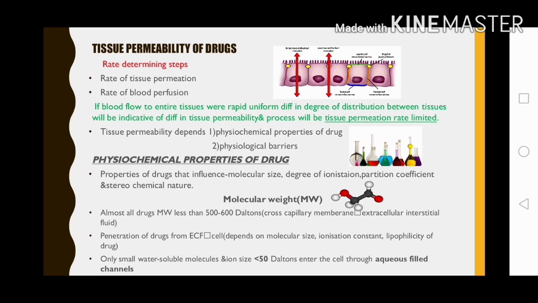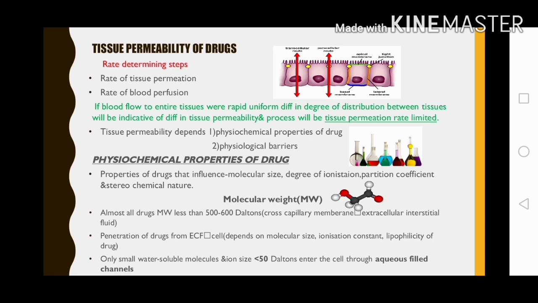Moving to the next topic, tissue permeability of drugs. The rate determining steps involved are the rate of drug permeation and the rate of blood perfusion. If blood flow to the entire tissues were rapid and uniform, the difference in degree of distribution between the tissues will be indicative of the difference in tissue permeability, and the process will be tissue permeation rate limited. Tissue permeability depends on physicochemical property of the drug and physiological barrier.